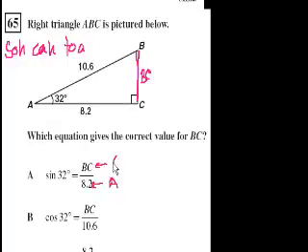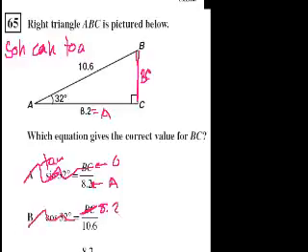BC is the opposite, and 8.2 is the adjacent, so this should be a tangent. Tangent of 32 is equal to BC over 8.2. Choice B, cosine of 32. Cosine is adjacent over hypotenuse, so cosine of 32 should be adjacent, 8.2, over 10.6. So this should be an 8.2 here, and this isn't right.